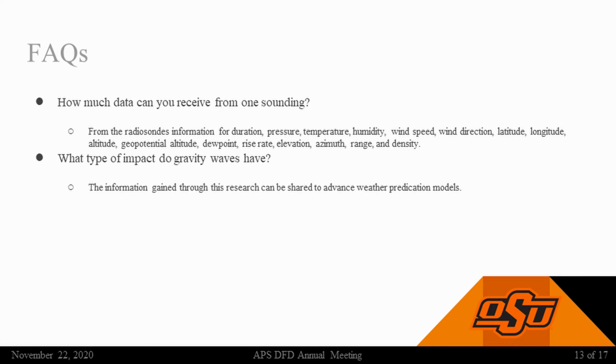How much data can you receive for one sounding? From our radiosondes, we receive data on the duration, pressure, temperature, humidity, wind speed, wind direction, latitude, longitude, altitude, geopotential altitude, dew point, rise rate, elevation, azimuth, range, and density. And what type of impact do gravity waves have? The information that we gain through our research will be shared to advance weather prediction models.